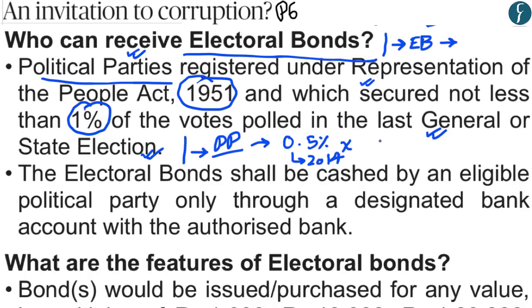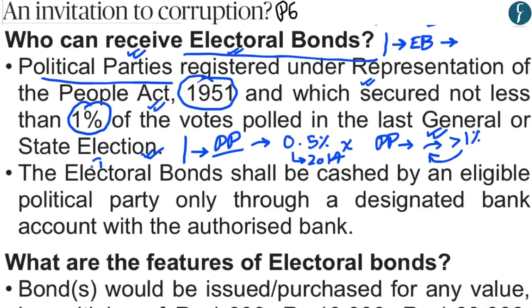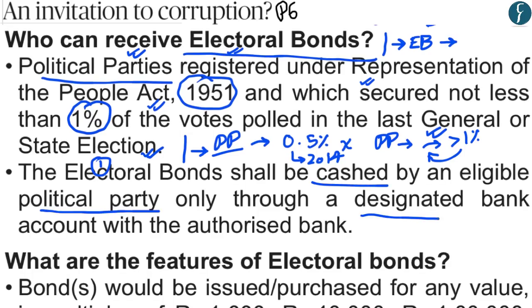And in similar terms, if you consider that there was a political party which was also registered under the Representation of People's Act and had participated in the recently held Karnataka elections and had received more than 1% of the vote, then this political party becomes eligible to receive electoral bonds. Now, electoral bonds can only be cashed by the registered political party. Now, the designated bank for electoral bond scheme is the State Bank of India. And the State Bank of India has designated various branches from where you can buy and cash electoral bonds.